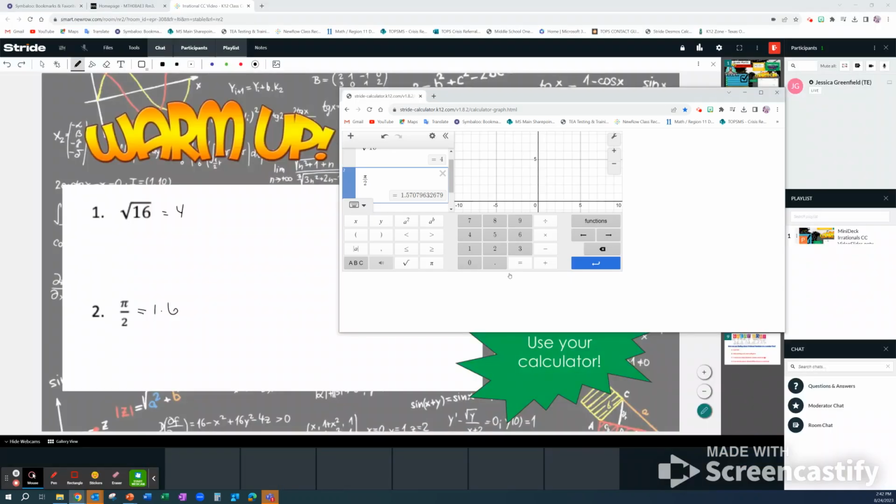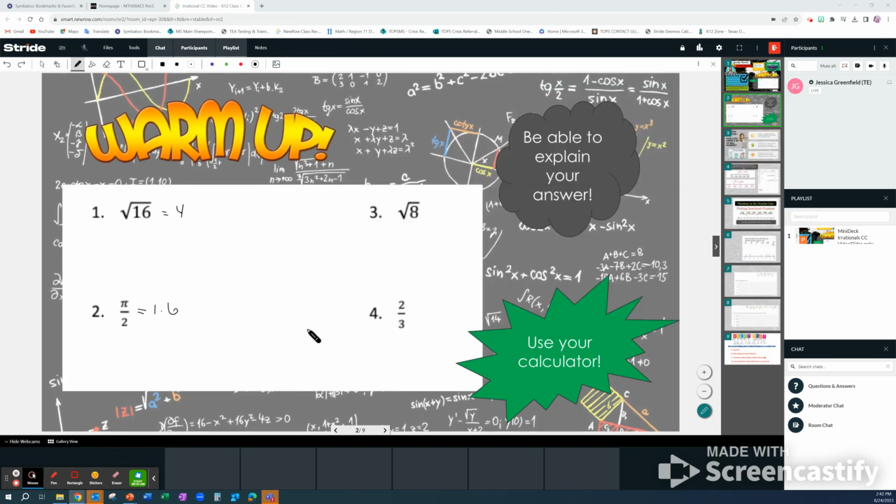All right, continuing on, now we have the square root of 8. So I'm going to go back into my calculator, return because I'm done there. And now I'm going to do the square root of 8. Again, that spits out an answer right away, rounding to the nearest tenth. This time the 2 will not push up the 8, so it's going to stay 2.8.